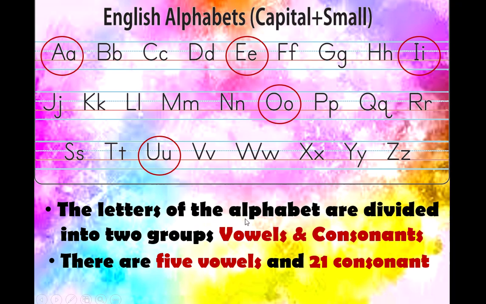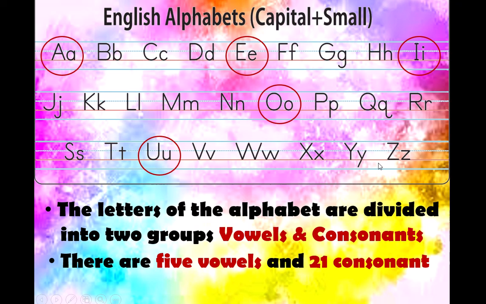The letters of the alphabet are divided into two groups, vowels and consonants. There are 5 vowels: A, E, I, O, U. And the other letters are called consonants, and these are 21 letters, because 5 are vowels, so we have 21 consonants, and that is B, C, D, F, G, H, J, K, L, M, N, P, Q, R, S, T, V, W, X, Y and Z.